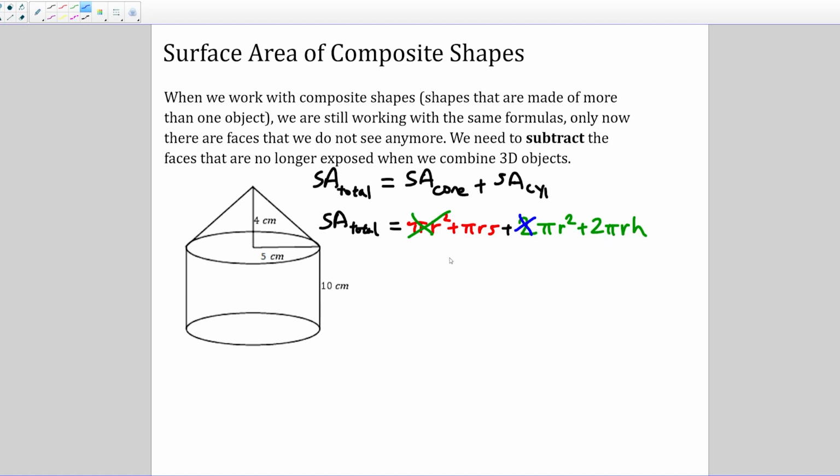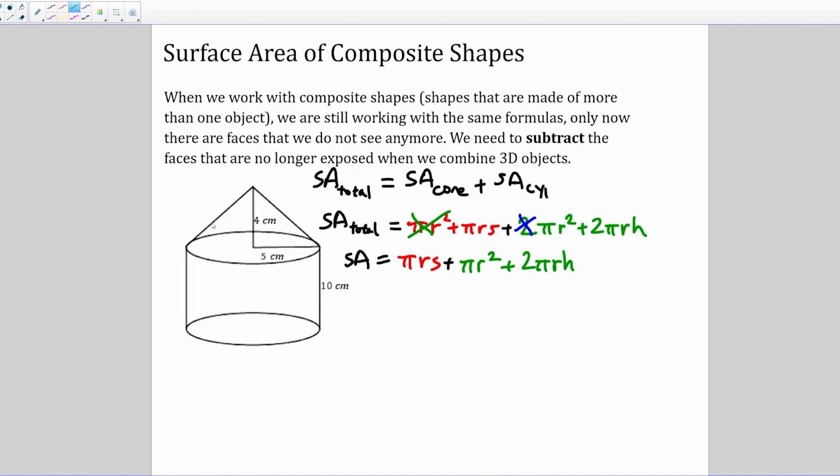This 2 pi r h represents that side that wraps around the outside of the cylinder. So again, if I were to draw this and we just got rid of this circle on top, this 2 pi r h would represent that rectangle there in the middle. So cleaning up our formula here, and maybe I'll do this in red, we're left with pi rs plus our pi r squared from the bottom of the cylinder plus your 2 pi rh.